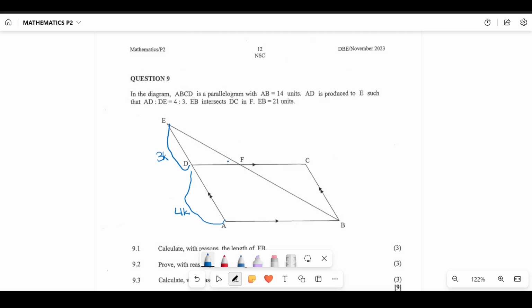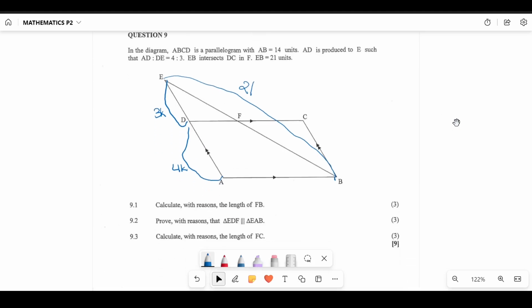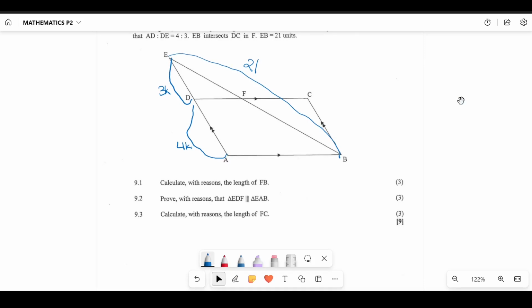EB intersects, okay, F. EB is 21. So the total length of EB is also available, which is 21. So that's the original length, 21. Now the first step is calculate with reasons the length of FB.